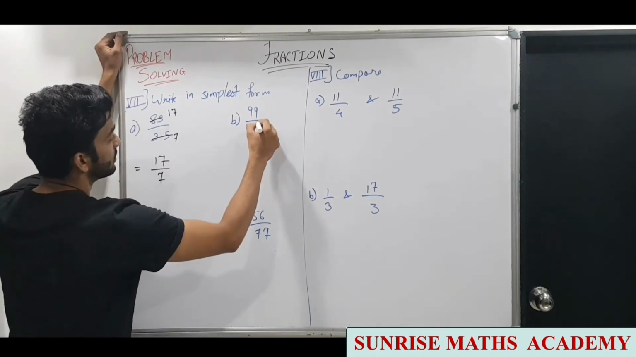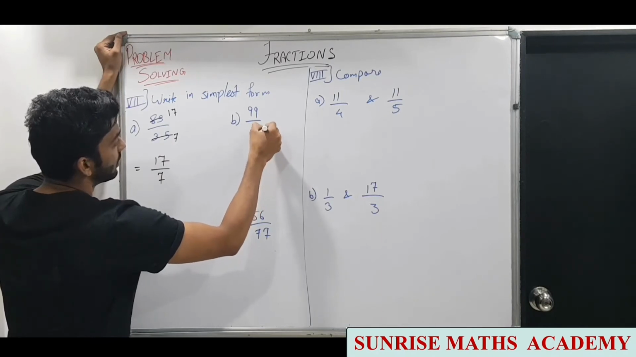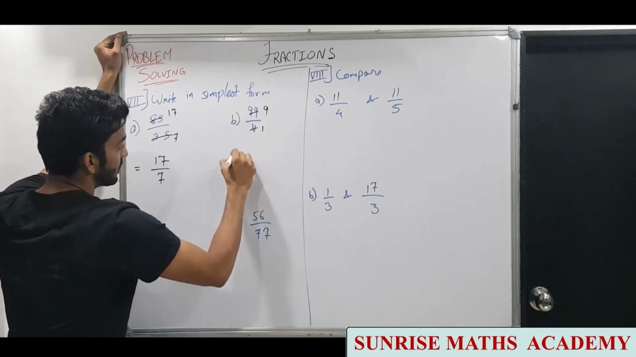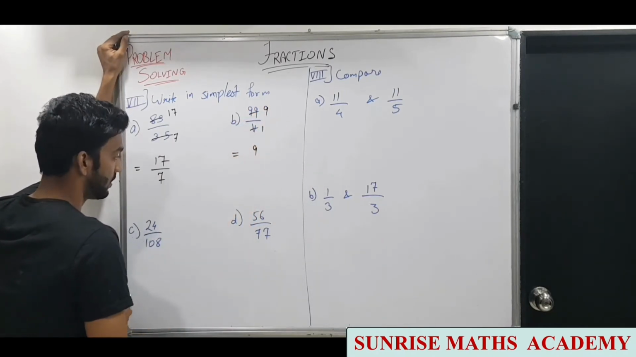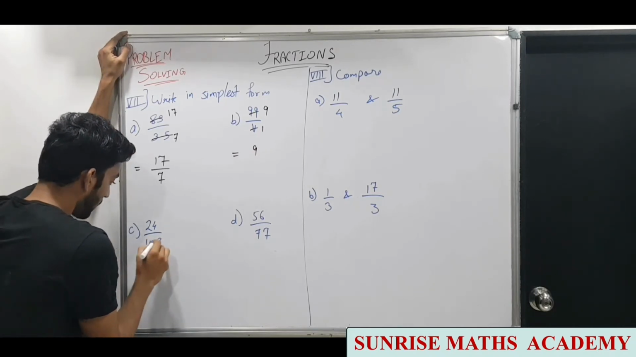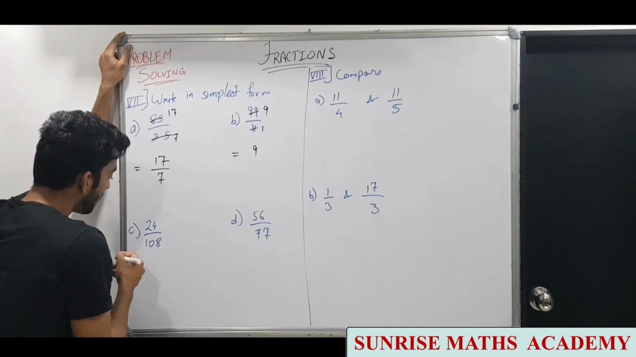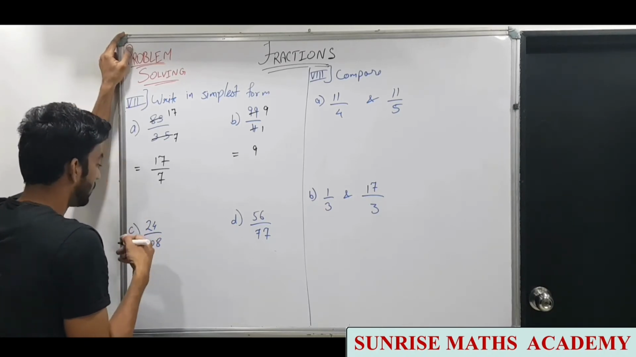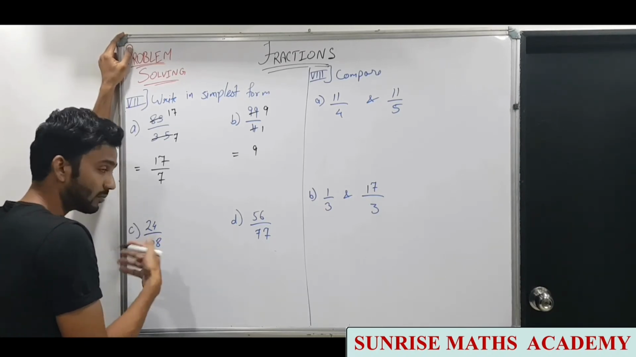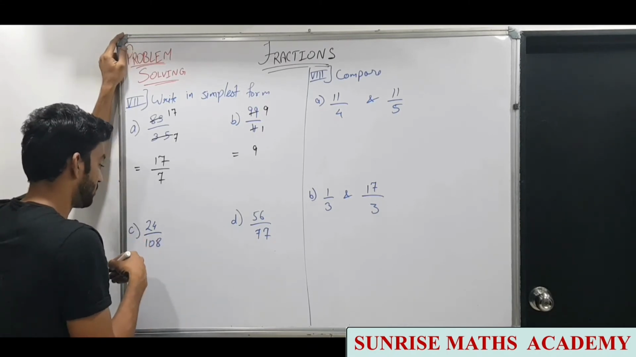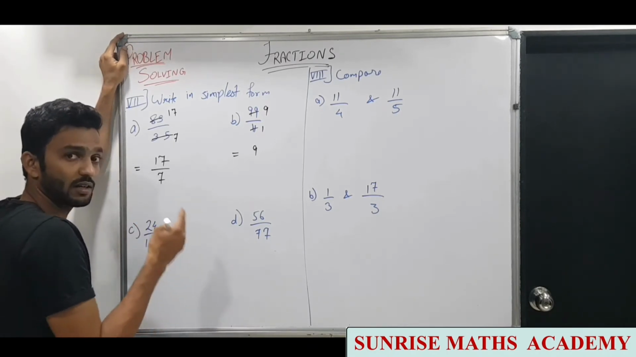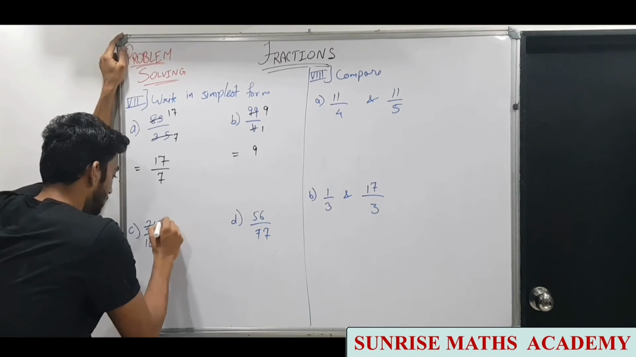Next, this can be divided by 11. 11 1s are 11, 11 9s are 99. So we get 9 upon 1, which is 9. Then 24 upon 8. We can divide it by 2. We can divide it by 4. Whatever numbers you can, smallest number से भी divide कर सकते हो. HCF find करके करोगे तो भी चलेगा. So this can be divided by 2.